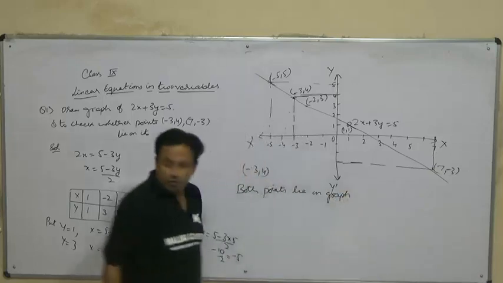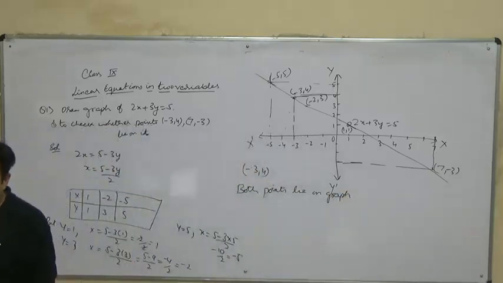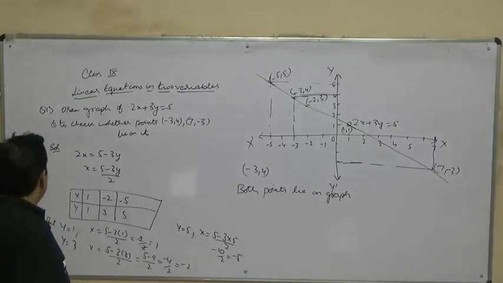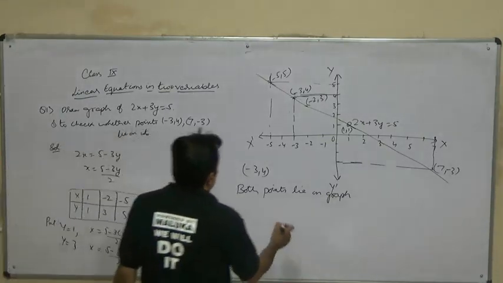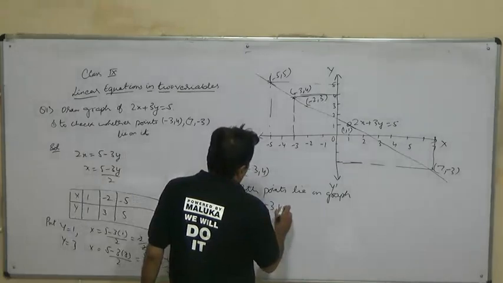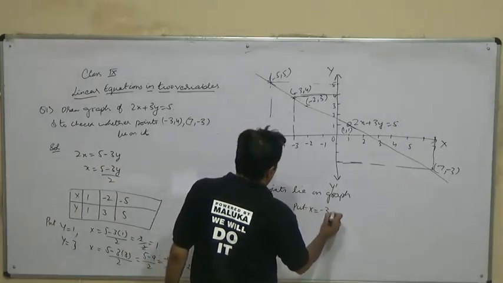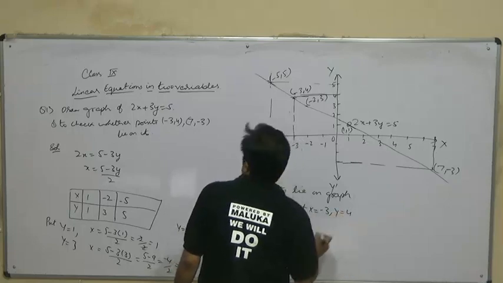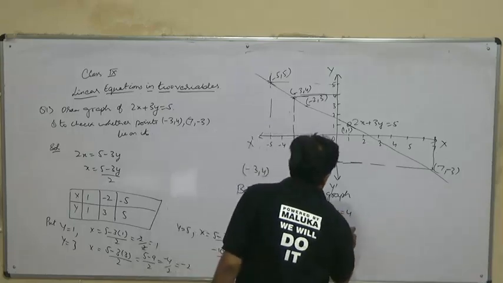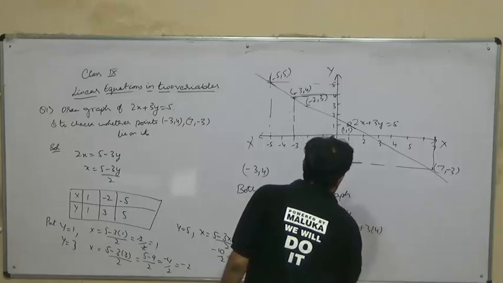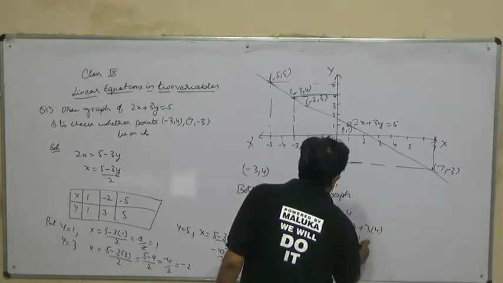So there is one more method to check whether these points lie on the graph or not. What is that? First is (-3, 4). For that, we put x equal to -3 and y equal to 4. What do we get? 2 into -3 plus 3 into 4.